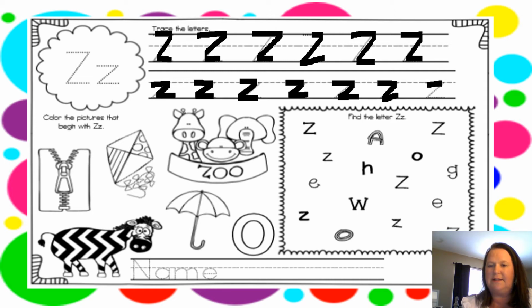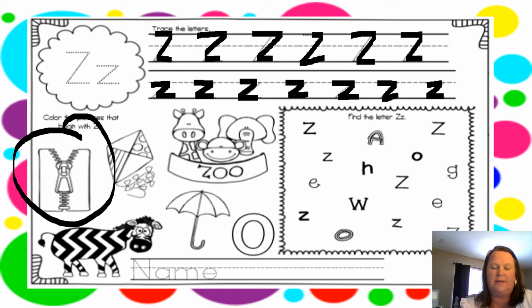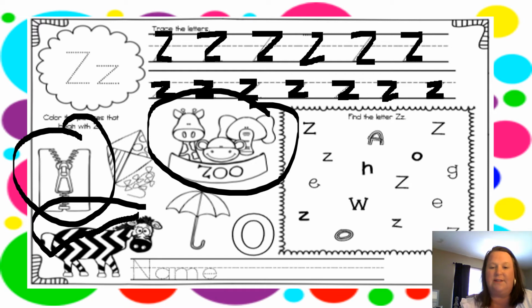And the next is we are going to look at the pictures and we're going to look at the ones that start with a Z. Zipper, circle it. Zebra. Kite does not. Zoo does. Umbrella does not, but zero does. Then you're going to come over to the other box and you're going to circle all the Z's.